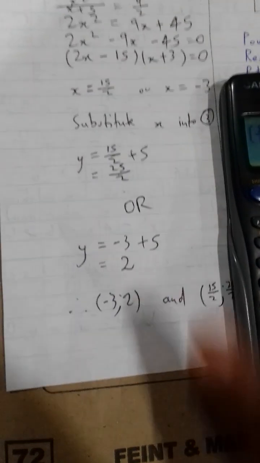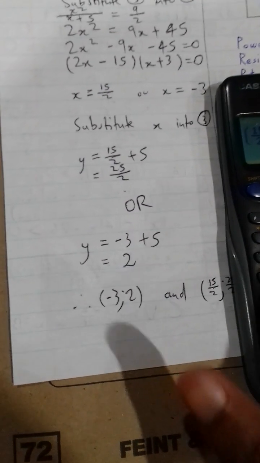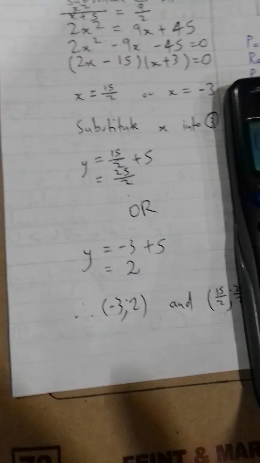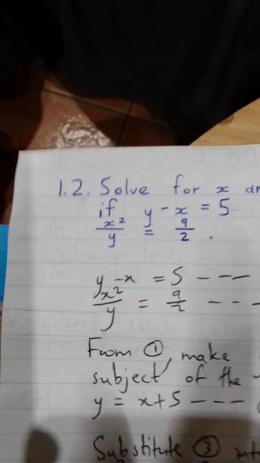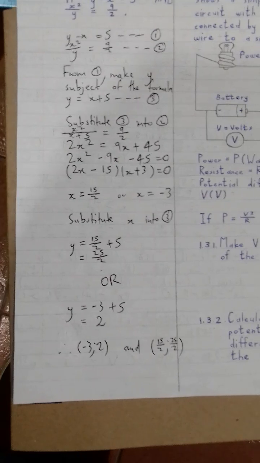15 over 2 squared divided by 25 over 2. 9 over 2, here it is, and here is the solution. So both solutions are correct. Okay, I know that may have been too many steps, but you need to continue to practice. I hope that was clear, and I hope that makes sense.